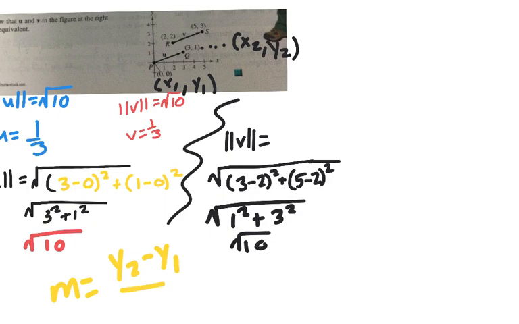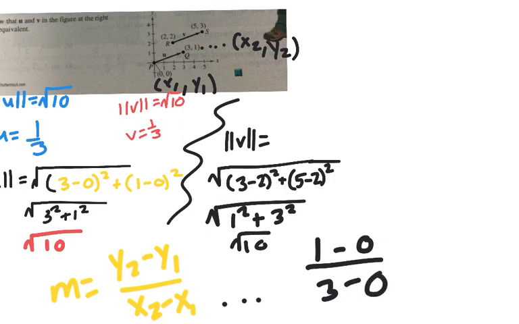y2 minus y1 over x2 minus x1. And so you said the slope of u. So I'm going to use these same points. This is still my y2, x2, y1, x1. So if I plug in, it's going to be y2, which is 1, minus y1, 0, over x2, 3, minus x1, 0. 1 minus 0 is 1. 3 minus 0 is 3. It's 1/3.